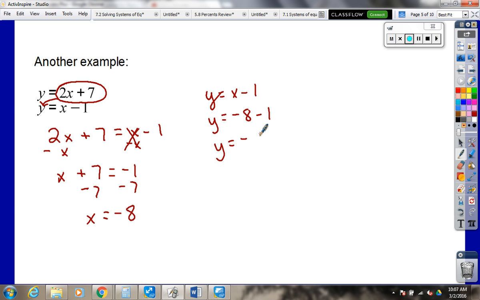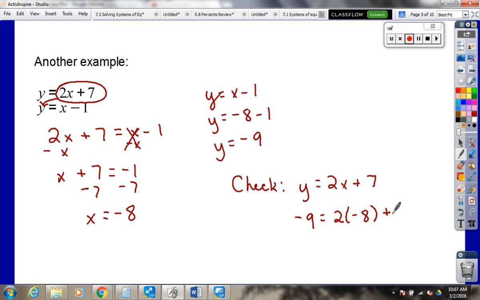-9. Now I'm going to check it. When I check my answers, I'm going to use the other equation, y equals 2x plus 7. Y is -9. X is -8, so 2 times -8 plus 7. I end up with -16 plus 7. Is -16 plus 7 -9? Yep. So I know that I did that one right.